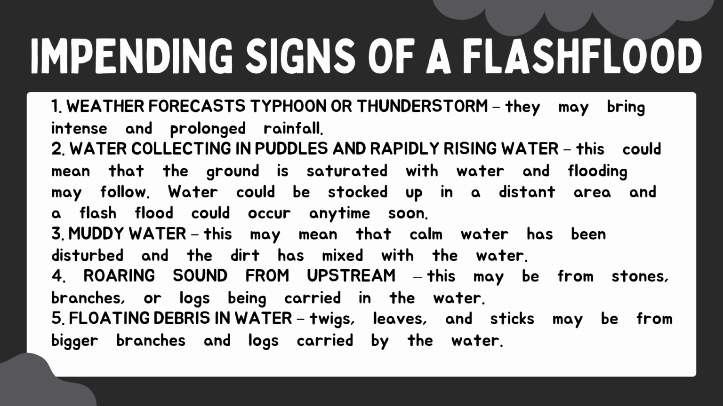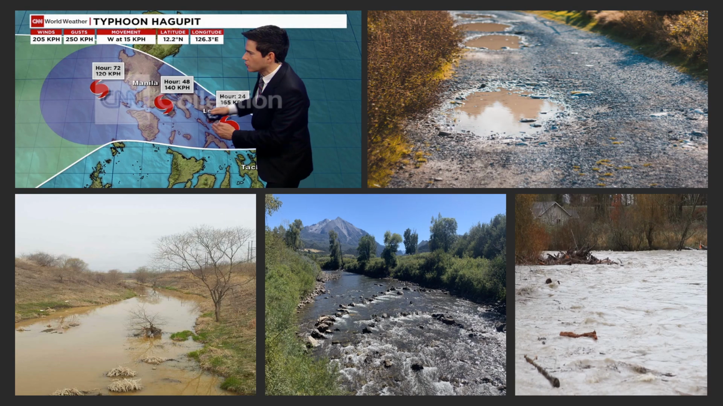Lastly, floating debris in water. Now, if you see twigs, leaves, and sticks floating in the water, this could be from larger branches and logs that have been swept into the water. This can be a sign that water levels are rising upstream and a flood may be imminent. So these are the pictures of the signs of an impending flood or flash flood.